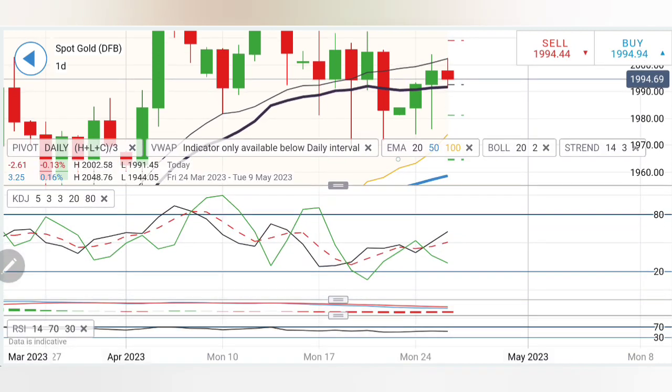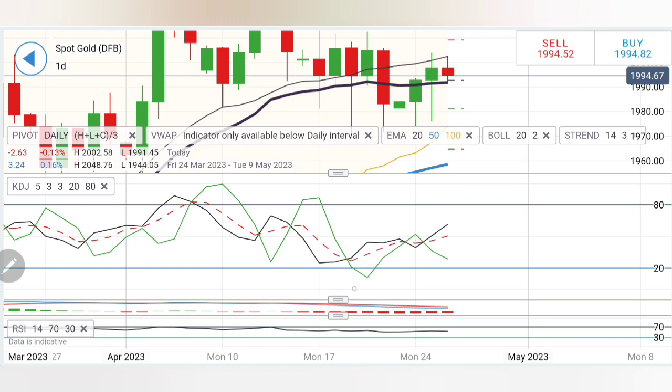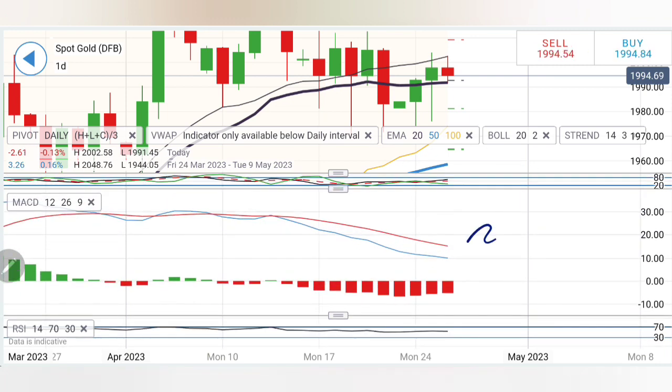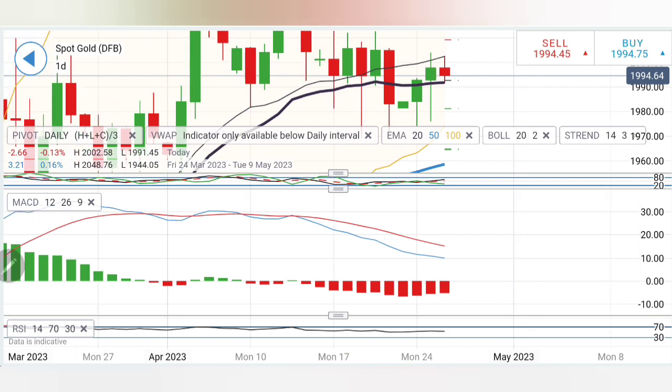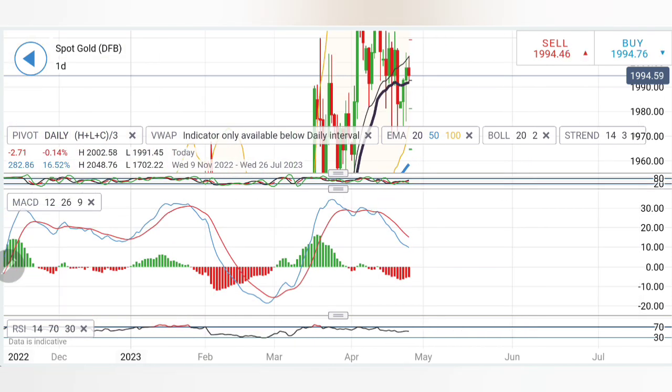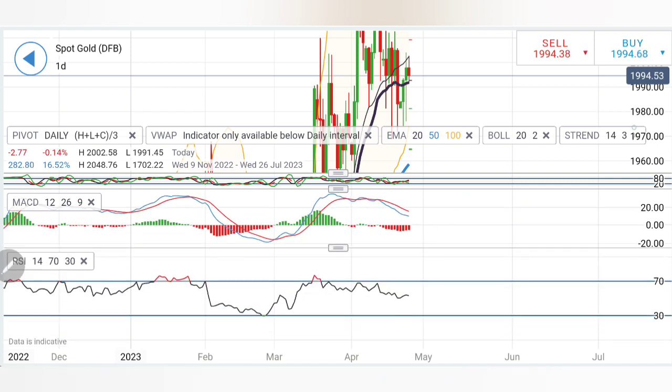So the same levels that we had discussed so far, the stochastic is trying to look upwards, showing a little bullishness. However, look at MACD. MACD is trading with divergence, trading bearish, and see the crossover has happened at a higher level. Possibly it can stretch a bit on the downside. RSI has also dropped a bit.